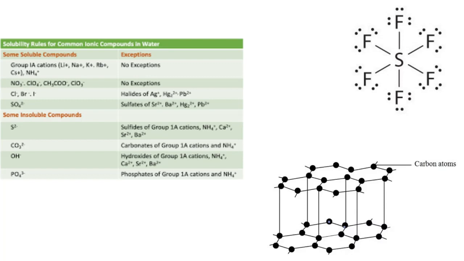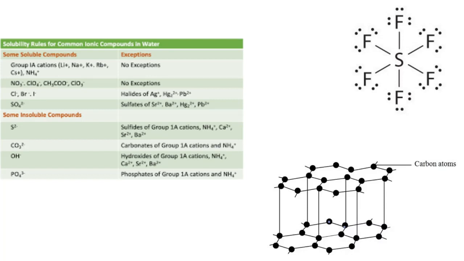Sulfides (S2-) are insoluble unless they're bonded with the group 1A cations, NH4+, Ca2+, Sr2+, and Ba2+. Carbonates are insoluble unless bonded with group 1A cations and NH4+. Hydroxides are the same thing, but the strong bases are also soluble. So calcium, strontium, and barium hydroxides are also all soluble.